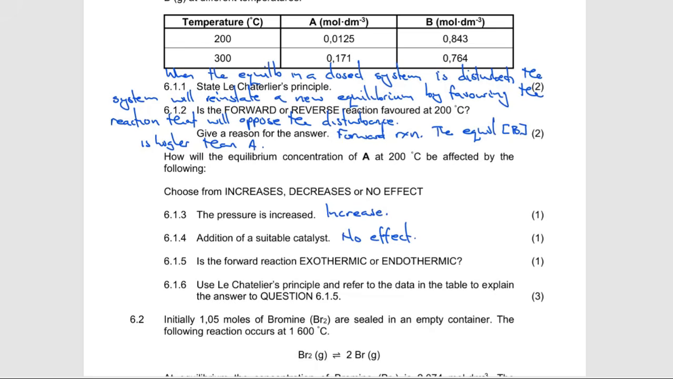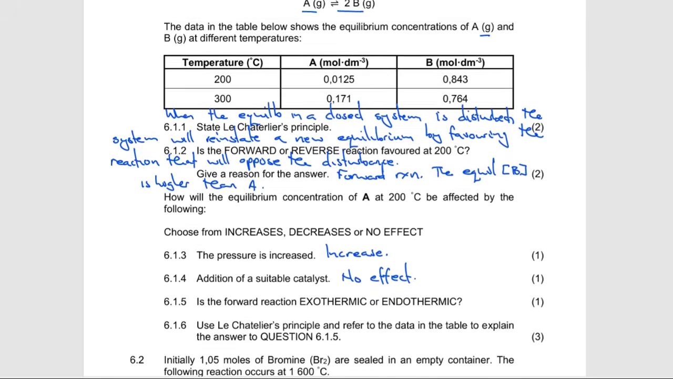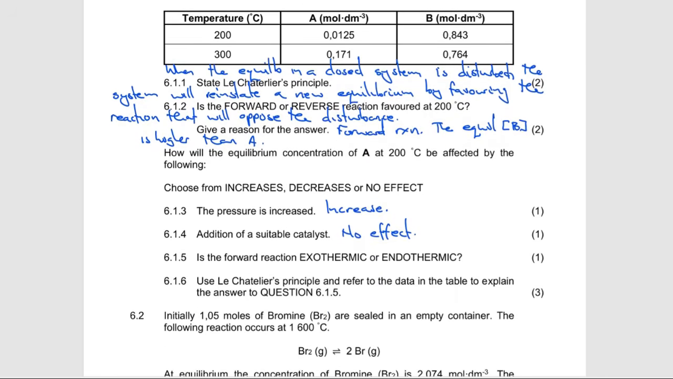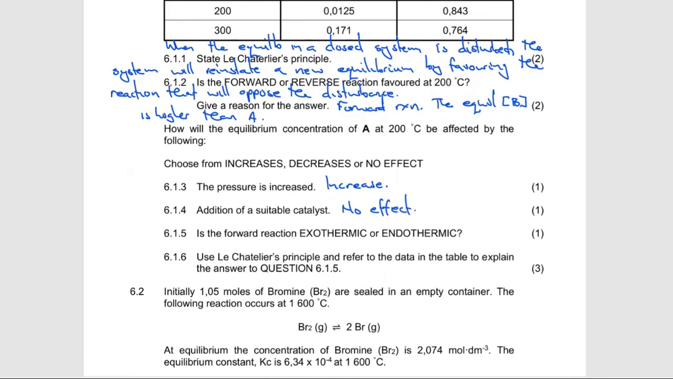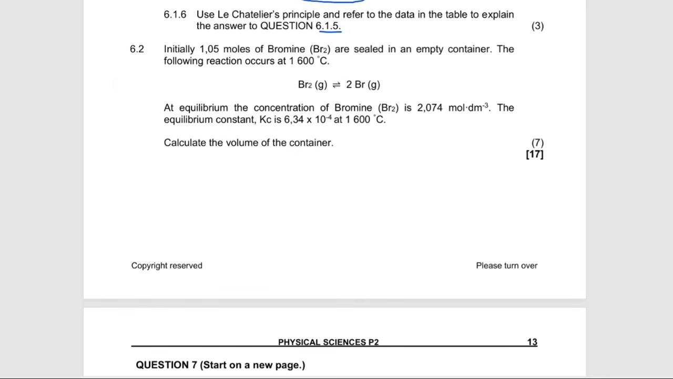Then they're asking us, is the forward reaction exothermic or endothermic? If we look at our temperature there, we're going to say our reaction is exothermic. So the type of reaction that we have here is exothermic. Then the next question says use Le Chatelier's principle to refer to the data in the table to explain the answer to question 6.1.5. So now I'm going to explain that part.